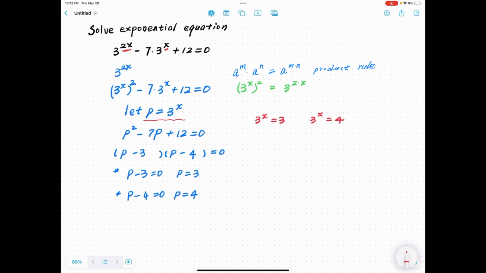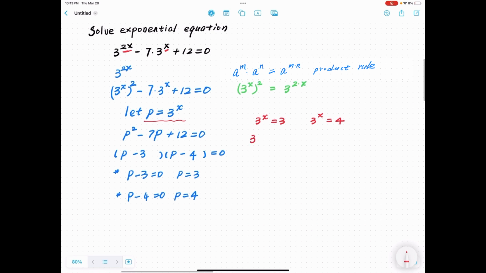The first exponential equation is pretty easy. If their bases are the same, the exponents have to be the same, right? On the left side, we have 3 to the power of x. On the right side, we actually have 3 to the power of 1. They have the same base, so their exponents must be the same. So x equals 1. This is one solution.